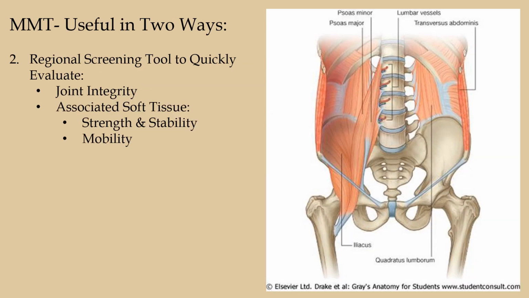The other side to this coin is using muscle testing as a screening tool to quickly evaluate the joint integrity of a given region. In our psoas example, the fact that psoas is testing weak indicates a subluxation somewhere along its attachment, anywhere from L4 up to T12. It could also be at the hip joint, but it tends to be more in the lumbar spine.